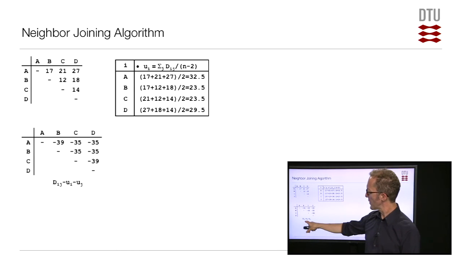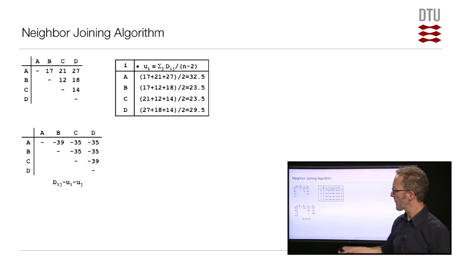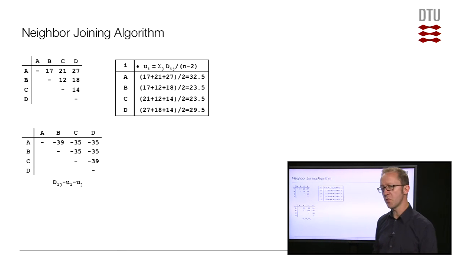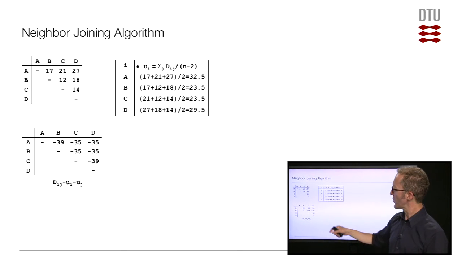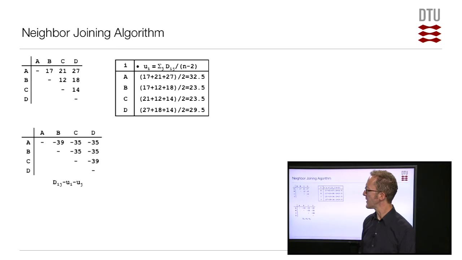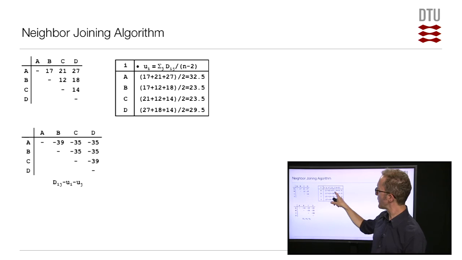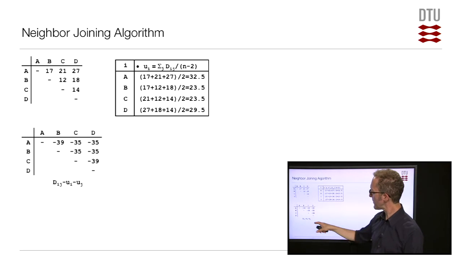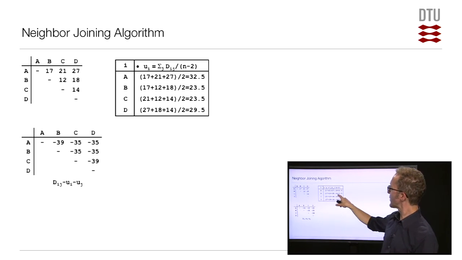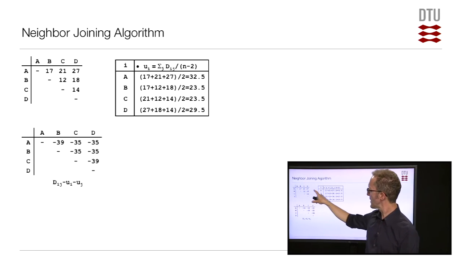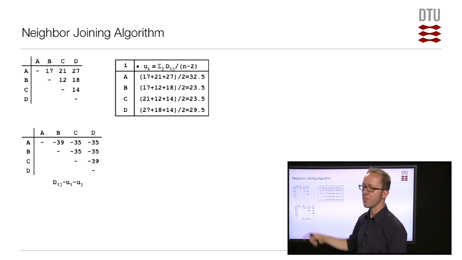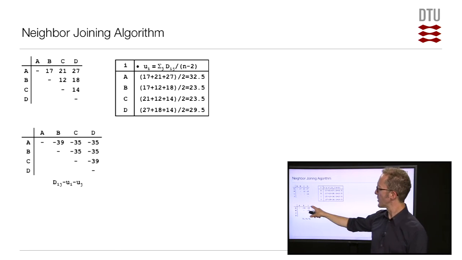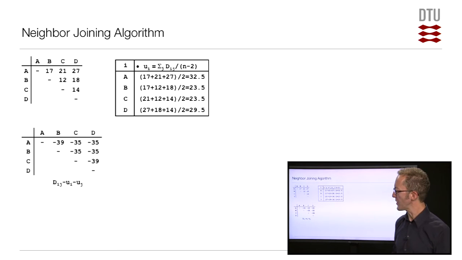Now we compute this number for each pair of sequences. The pairwise distance between the 2 tips minus u for one tip minus u for the other tip. So in the case of A to B, for instance, the observed distance from A to B is 17. U for A is 32.5. U for B is 23.5. So 17 minus 32.5 minus 23.5 ends up at minus 39. We do the same for all the other pairs of sequences.